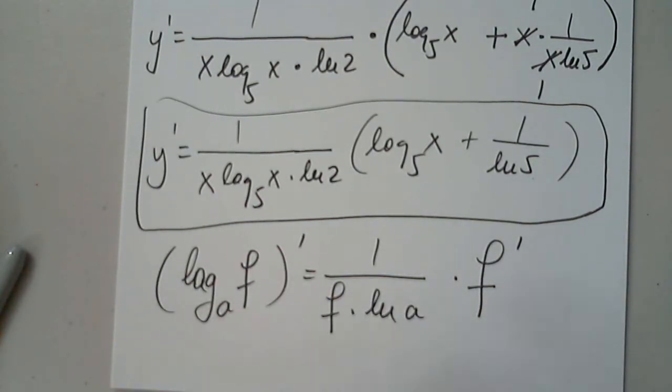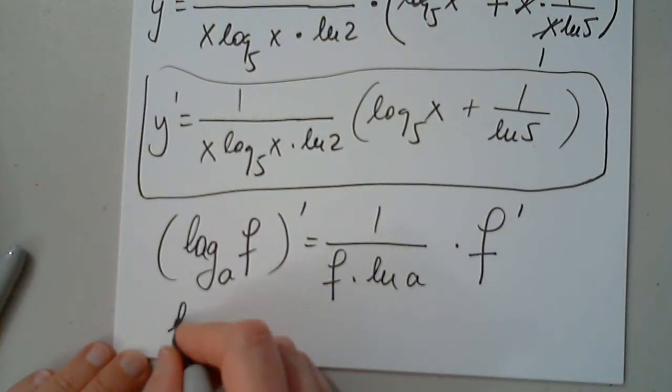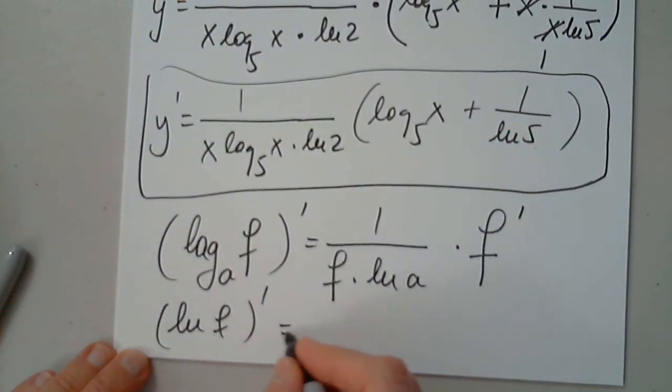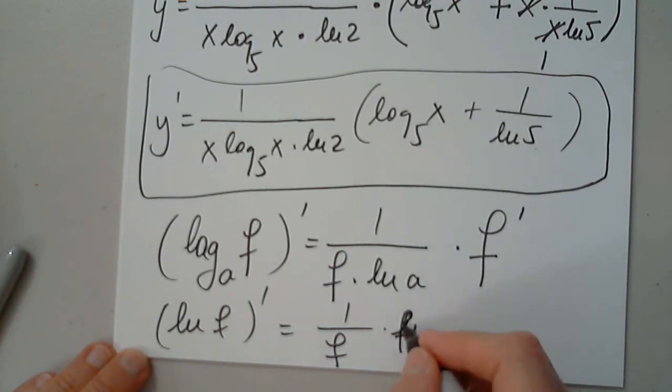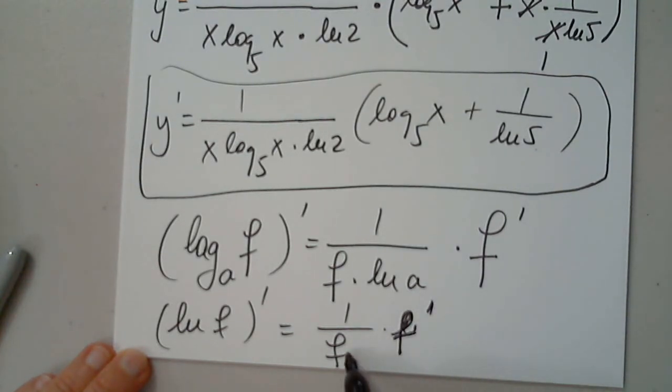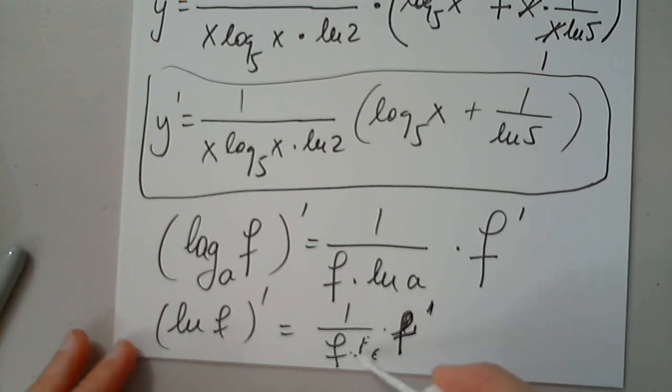What's different here? Well, if I have natural log of a function, then I have 1 over the function times the function prime. How come I don't write natural log e? I don't, because natural log e is 1. That's why I don't write it. But it should be there. But natural log e is 1. That's why we don't need it. I don't want to confuse you, so I'm deleting that.